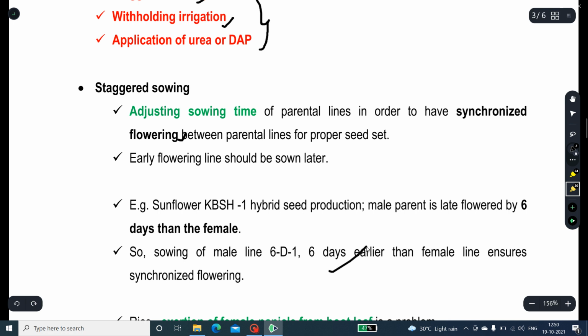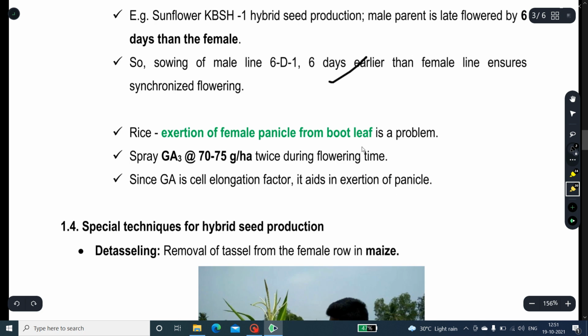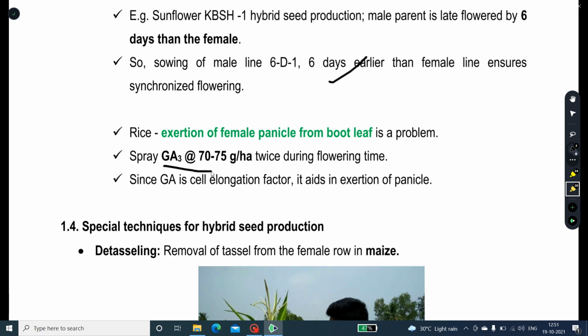The next one is, in case of rice, exertion of the female panicle from the boot leaf is a major problem. To have a complete exertion, application of GA3 (gibberellin) at 70 to 75 gram per hectare twice during flowering time enhances the exertion of the female panicle, since GA is a cell elongation factor and it aids in exertion of the panicle.